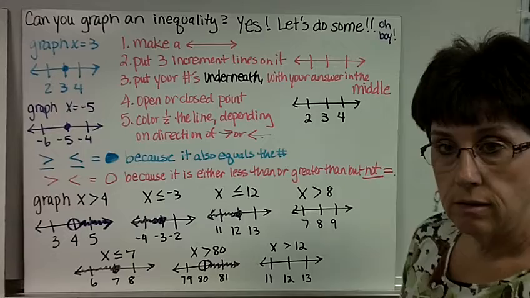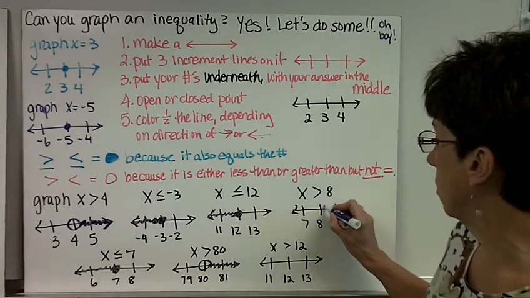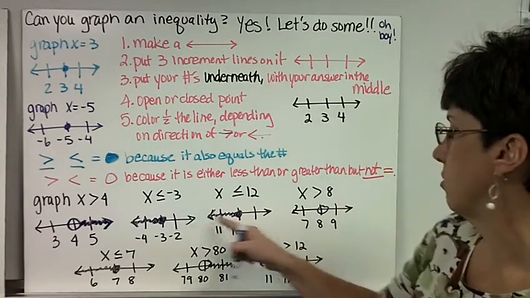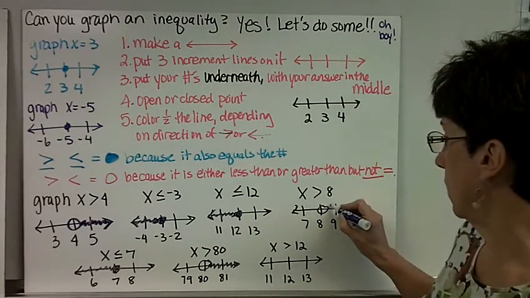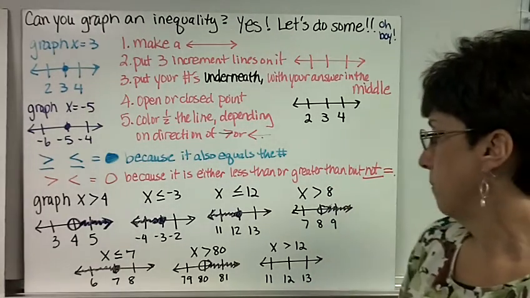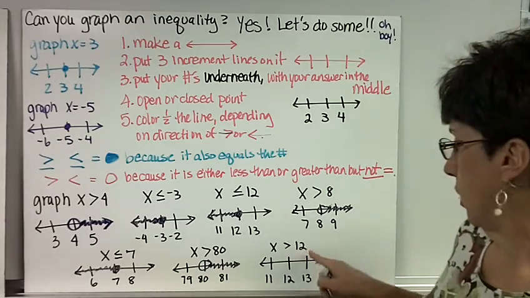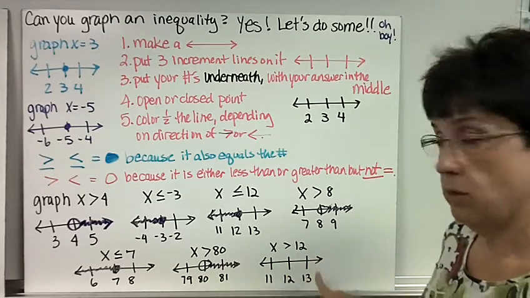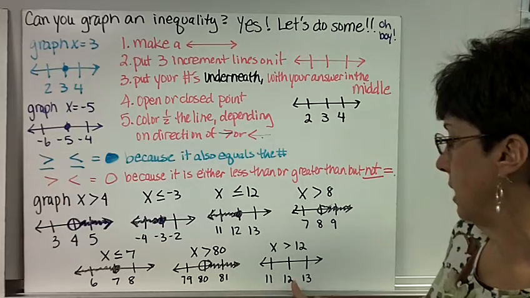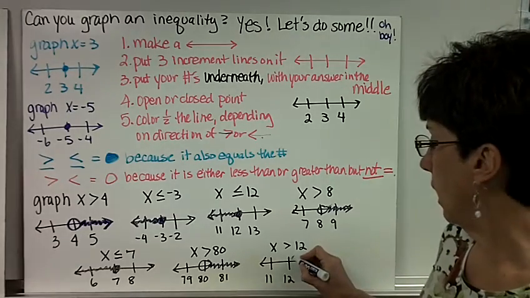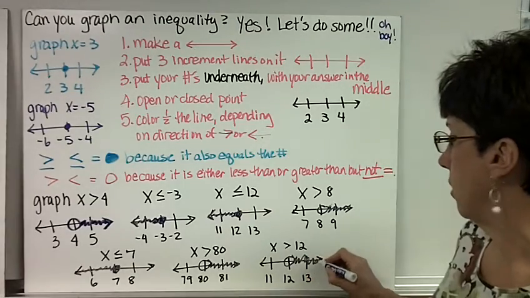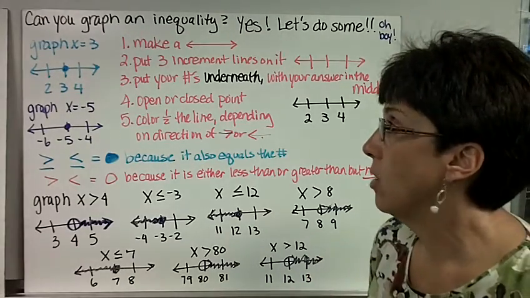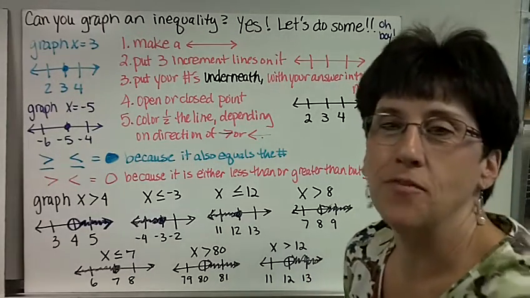X is greater than 8. Another open circle. I must like greater thans. Oh, there's some less thans. All right, open circle again, and it goes to the right. And last but not least, x is greater than 12. So I made my line, put my 3 increment marks, 11, 12, 13, my answer in the middle. I draw an open circle, and it goes to the right. And that's all that we have on what are inequalities. That's it.